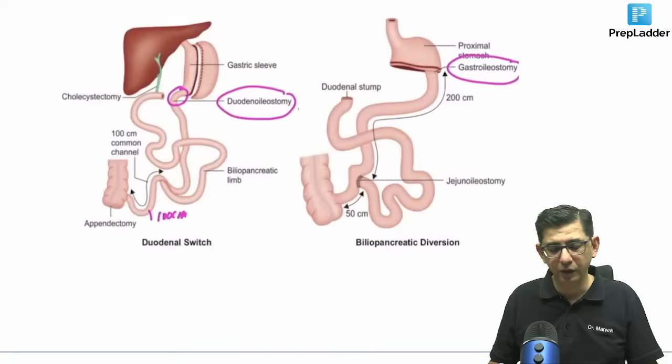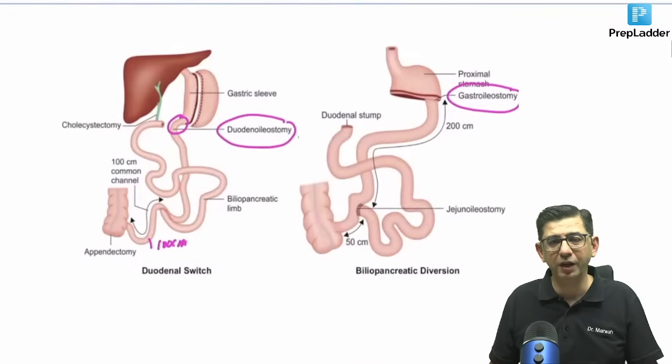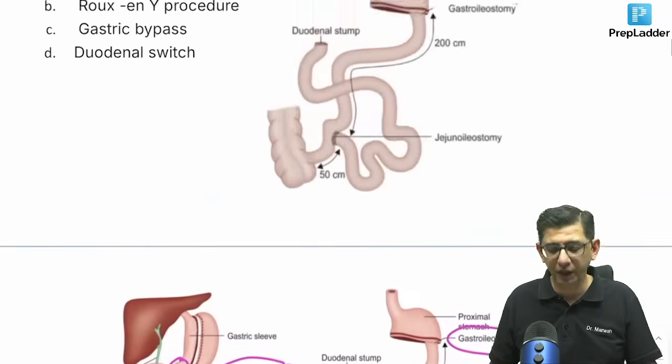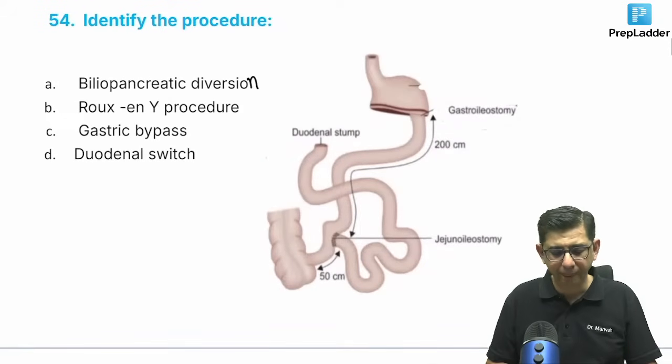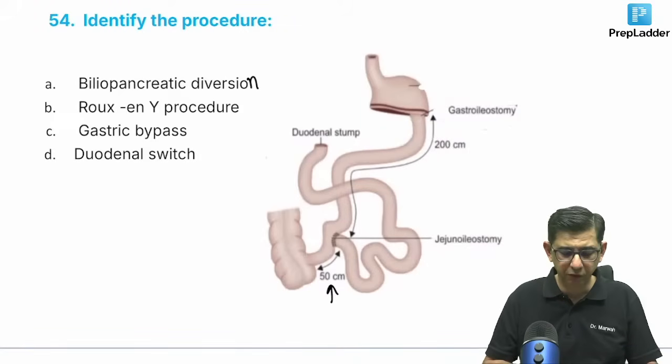Duodenal and a gastroileostomy. I tried to do a voting. I had 50-50, but then most guys were of the opinion for this one only. The image that is shown has a small loop present, 50 centimeter, that common loop, but this would go in the form of a biliopancreatic diversion.